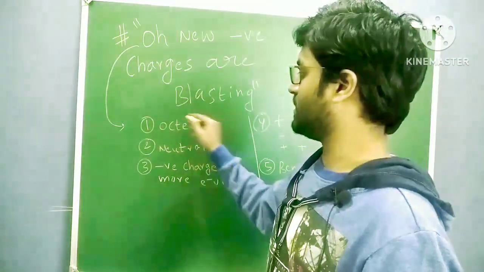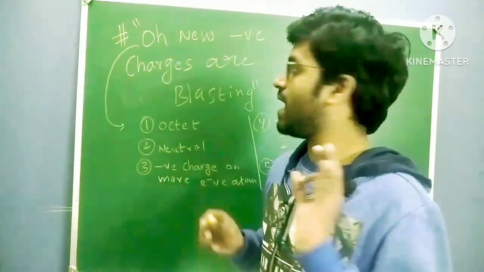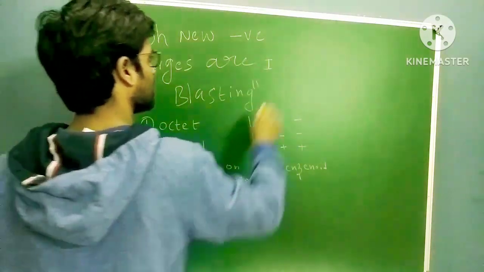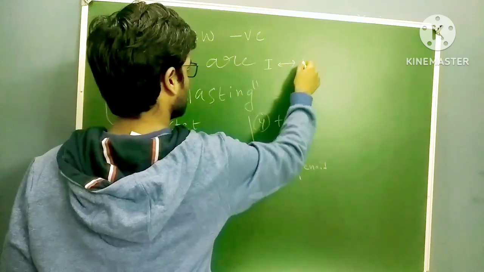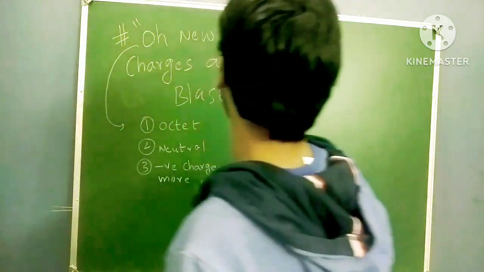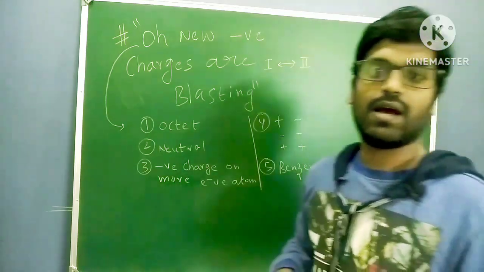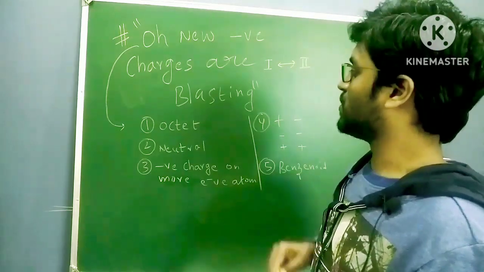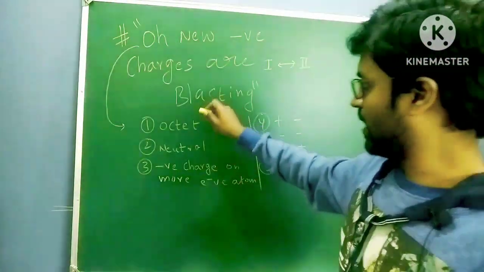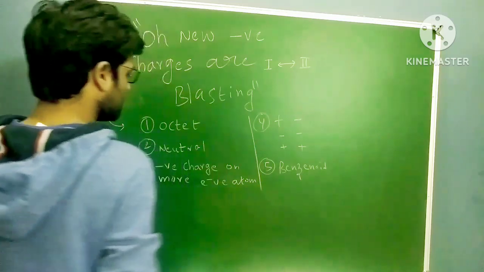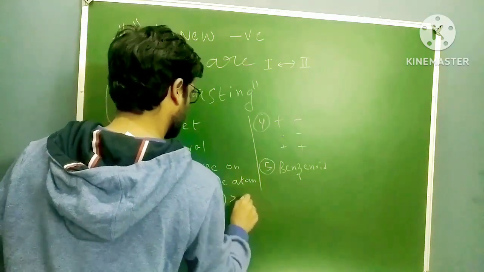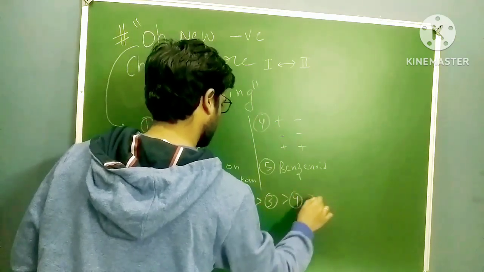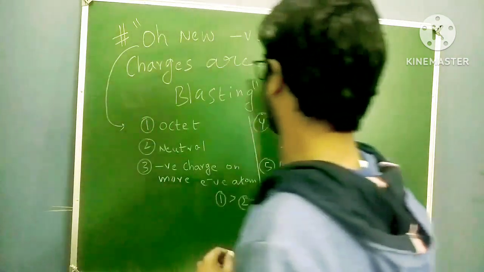See, first of all, octet means, suppose you have 1 and 2 resonating structures. Suppose you take one structure and you are drawing a resonating structure to this. Now you have two structures. In these two structures, how can you get to know which structure is more stable? First of all, you have to see octet. So you have to see in this order only. So the order is 1 greater than 2 greater than 3, next to 4, next to 5. So you have to see every structure like this only.